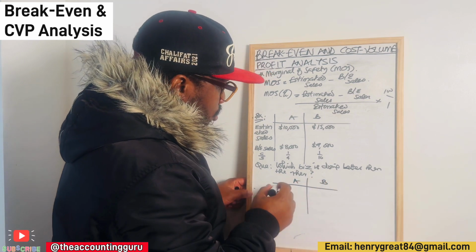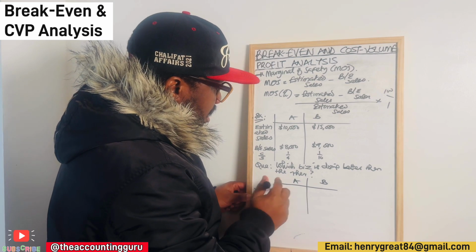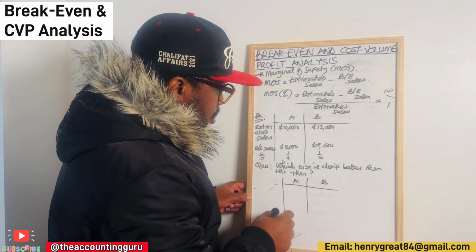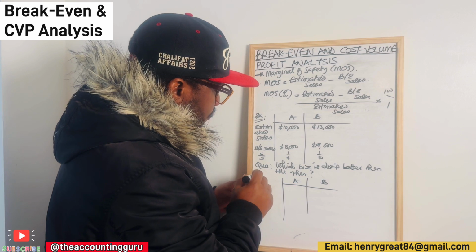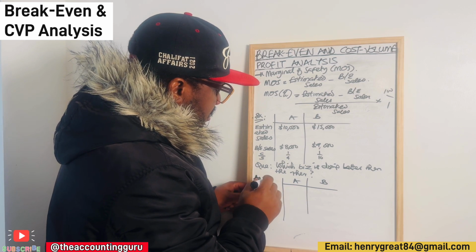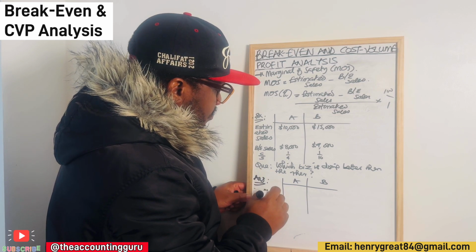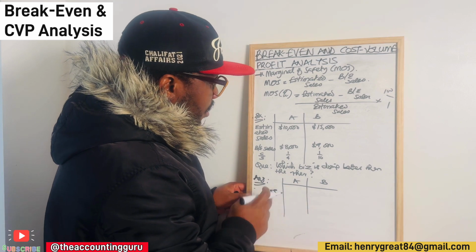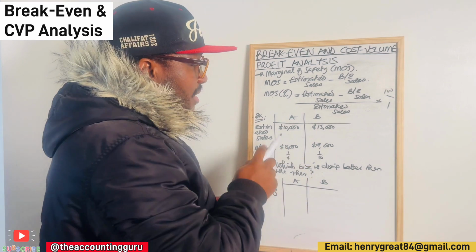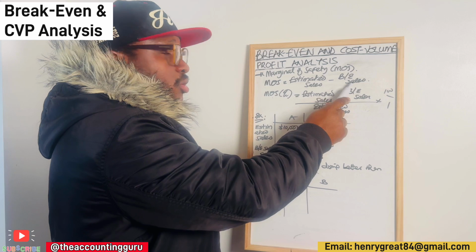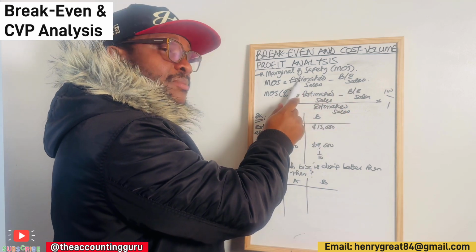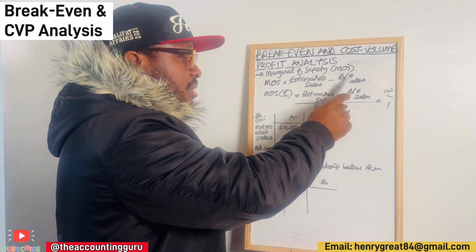Okay, so in answer to this question, we are looking at the answer. So the answer will be this. What is the margin of safety for business A? The margin of safety, like I said, is what? Estimated sales minus break-even sales. This can be estimated or actual sales minus break-even sales.